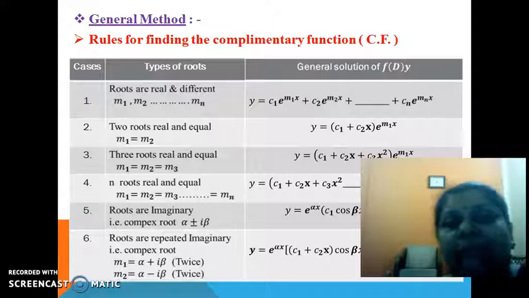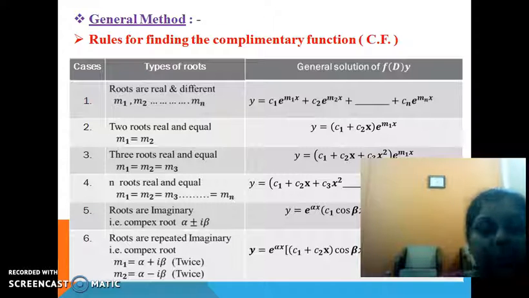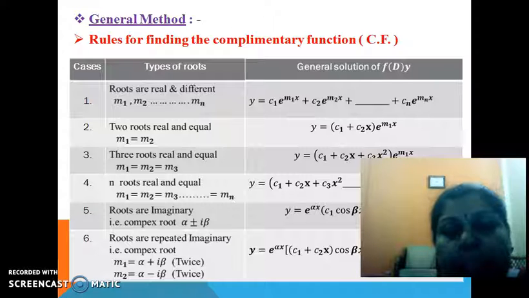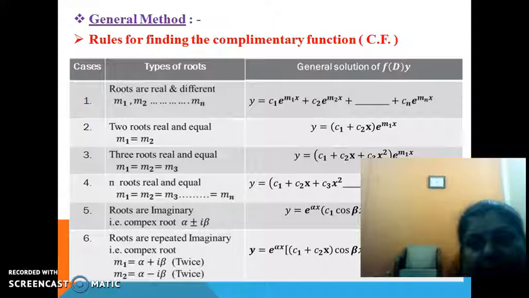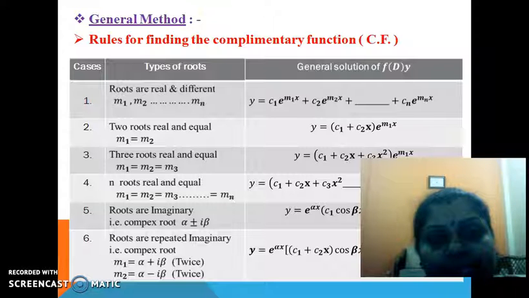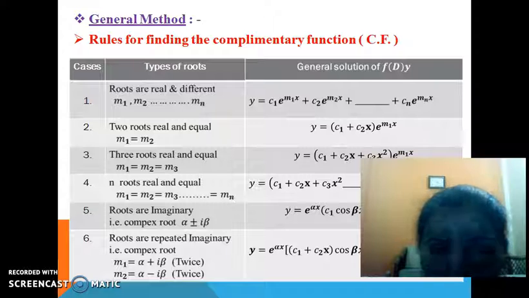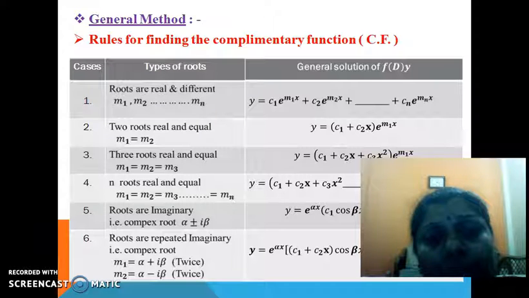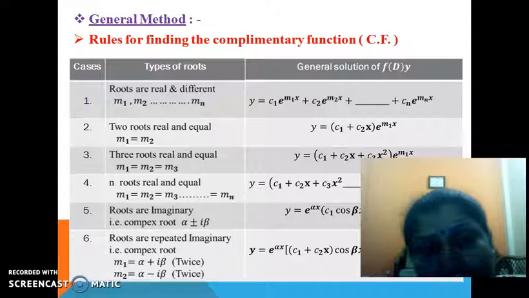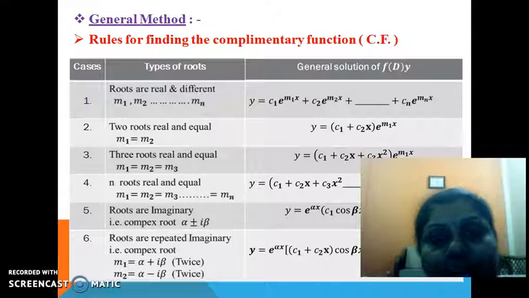In this way, we find the complementary function by using these cases. In short, we discussed how to find the complementary function. Listen here. There are 4 types. First type is when roots are real and different. Second is when roots are real and equal. Third is when roots are imaginary. And fourth is when roots are imaginary but repeated. For all these cases, we find the general solution.